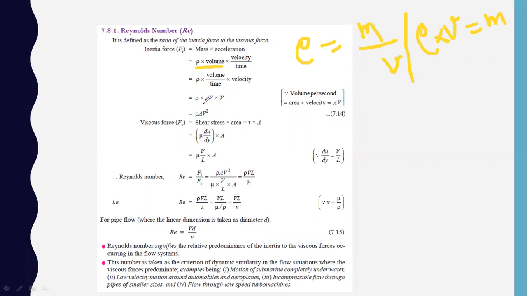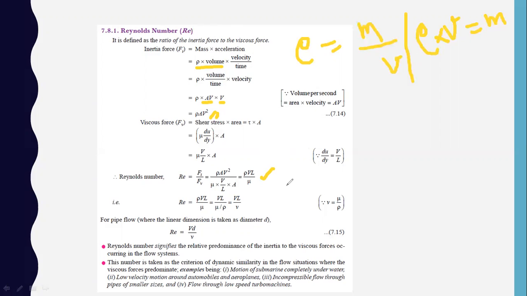Rho, and then area into velocity, that means we get the volume flow rate, then multiplied with velocity. So that is rho into A into V square. This is the inertia force. Then viscous force, that is nothing but shear stress into area. For tau we have the formula mu du by dy into area. For du by dy we have the velocity and then length. Once we substitute here, Reynolds number is rho into V into L divided by mu.